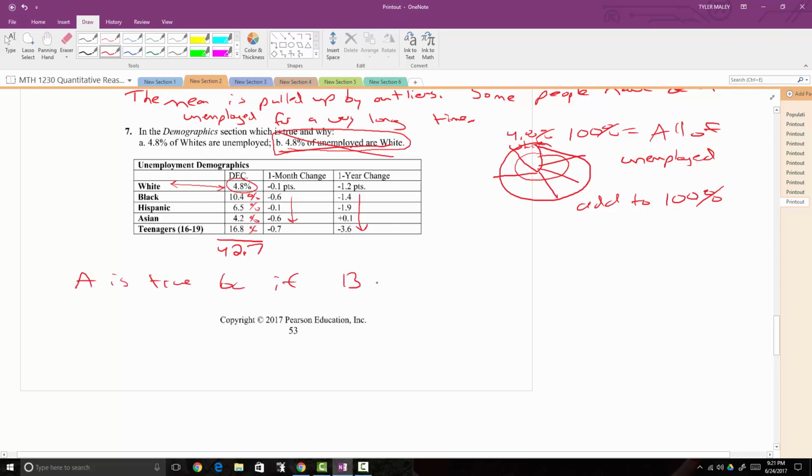Because if B were true, then 4.8 plus 10.4, and so on, would add to 100%. Since they don't add to 100%, how to read this is: if we look at only the white population, then 4.8% of them are unemployed. So 4.8% is roughly 5. A way of thinking about this is if you had 100 white people in a room, you would on average estimate about 5 of them to be unemployed. Just to kind of get an idea for that in your head. So that's number 7.